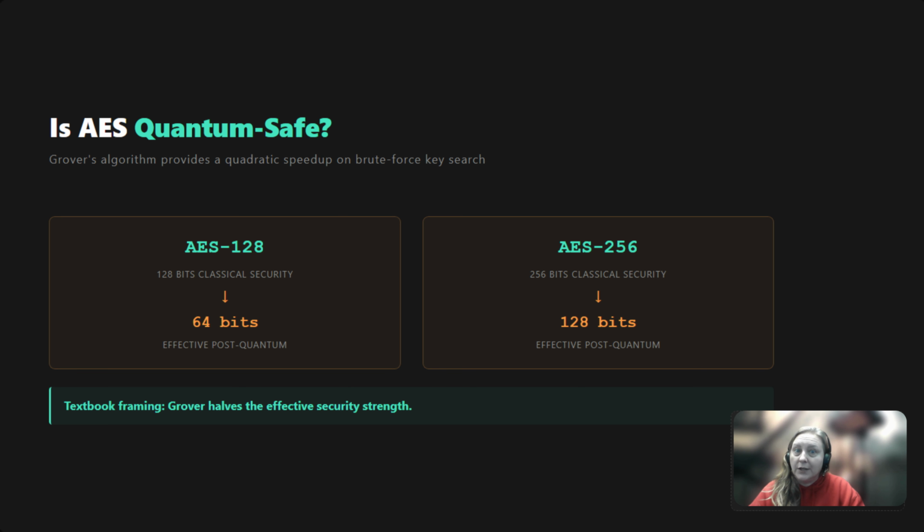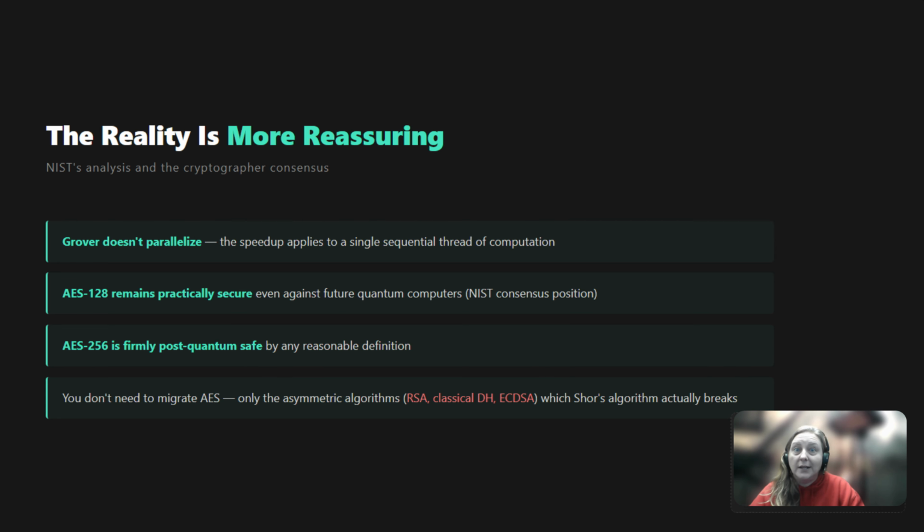The reality is more reassuring, though. Grover's algorithm cannot be parallelized in any meaningful way. The speedup only applies to a single sequential thread of computation. NIST analysis and the consensus of working cryptographers is that AES-128 remains practically secure even against future quantum computers. AES-256 is firmly post-quantum safe by any reasonable definition. You don't need to migrate AES to defend against quantum threats. You only need to migrate the asymmetric algorithms, RSA, classical Diffie-Hellman, ECDSA, which Shor's algorithm actually breaks.